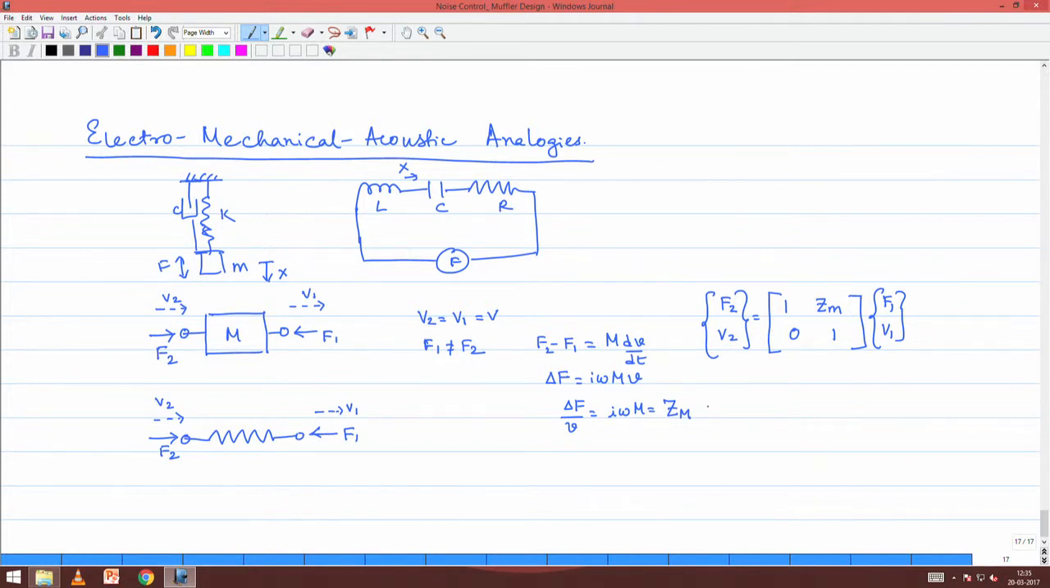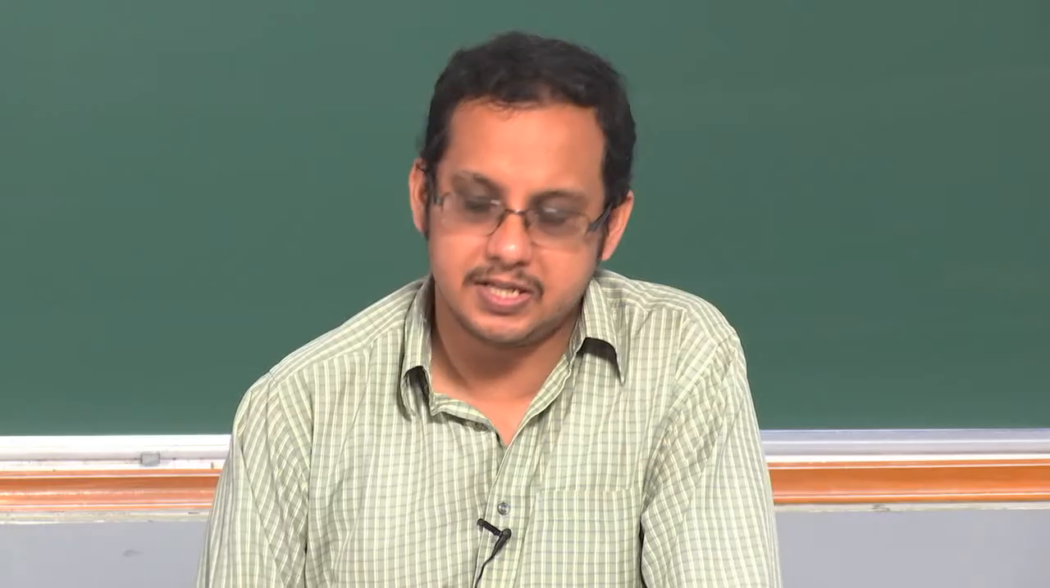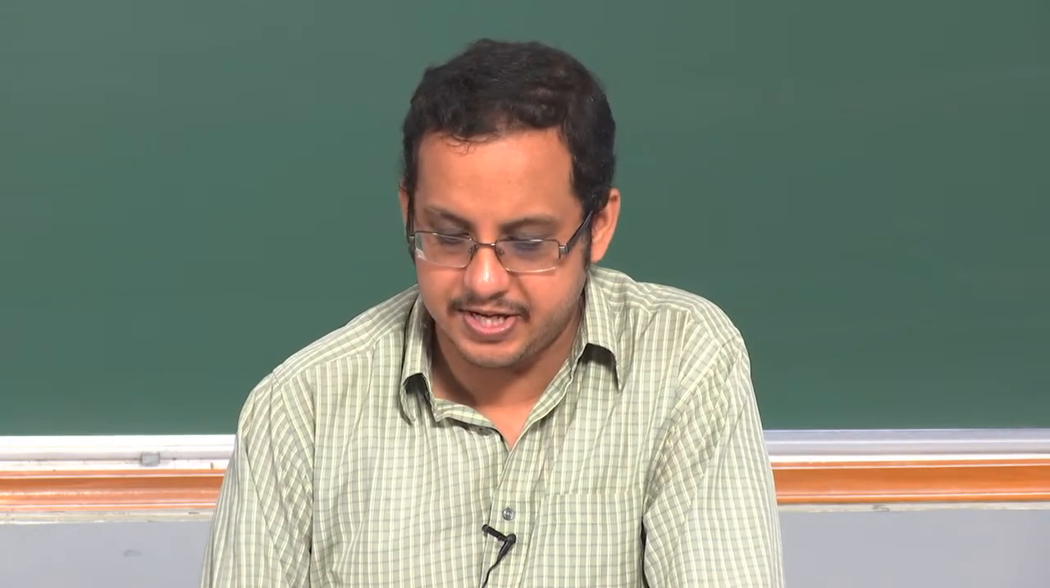So all these elementary ideas coming out of our fundamental mechanical system, that is mass, are captured through this simple transfer matrix relation, which is going to read as F2 V2 equals 1 Zm, 0 1, times F1 V1. Note that this is the structure of the transfer matrix for any mass element. If it is a mass element, this is what the structure of the transfer matrix should be.